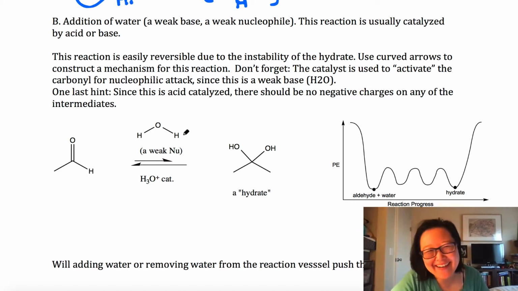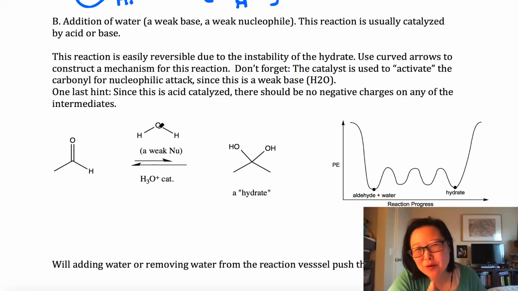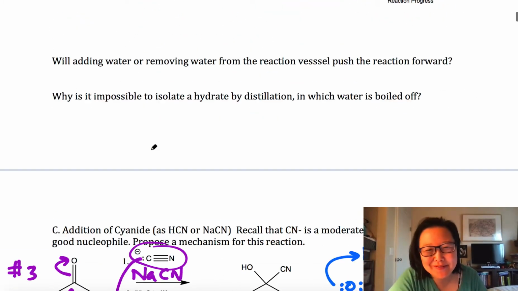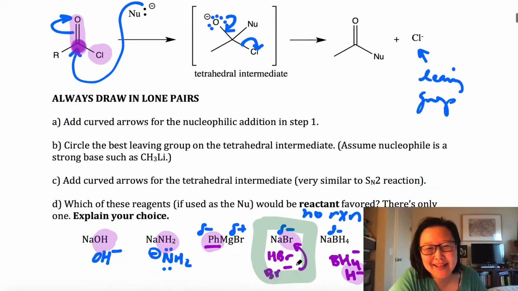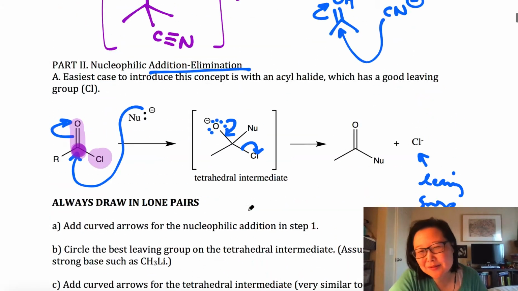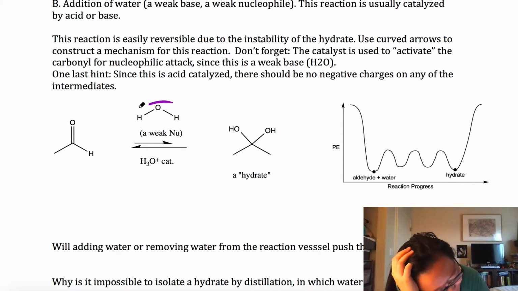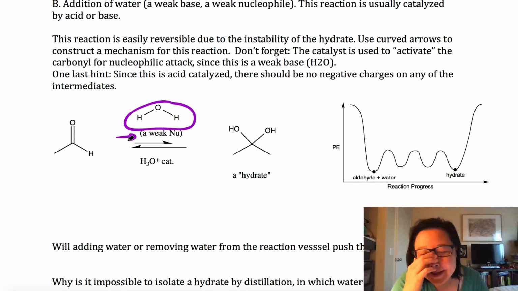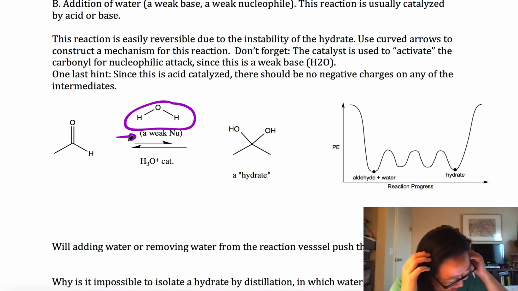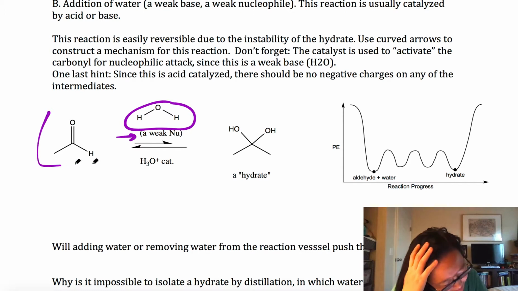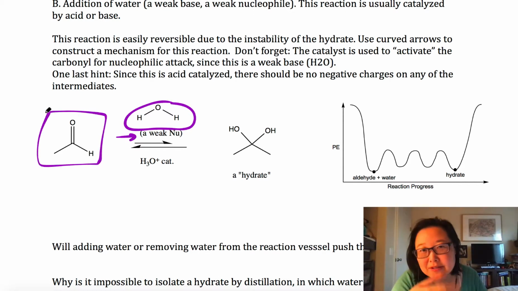Let's do this now. This concept of having a weak nucleophile, just like sodium bromide was a weak nucleophile in our last example. There are ways to react this with weak nucleophiles, but we have to do something special first. We know water's a weak base, a weak nucleophile. In that case, we need to make this more enticing for the nucleophile to react with it. Otherwise, nothing will happen.